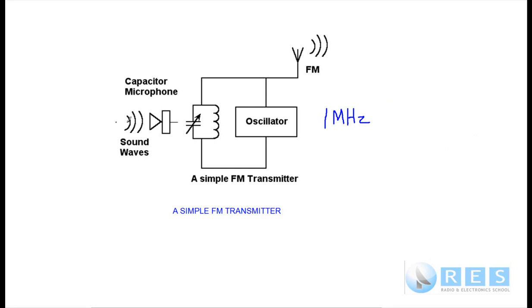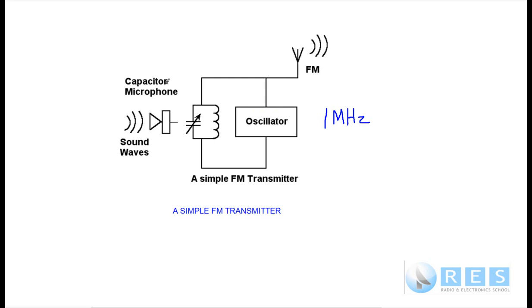When we speak into the microphone, we change the resonant frequency of this circuit depending upon the amplitude of our voice. If our voice is very loud, we'll change the capacitance of the microphone greatly, and there will be a great deviation in the oscillator's frequency. If we speak softly, there will be a small deviation in the oscillator's frequency.